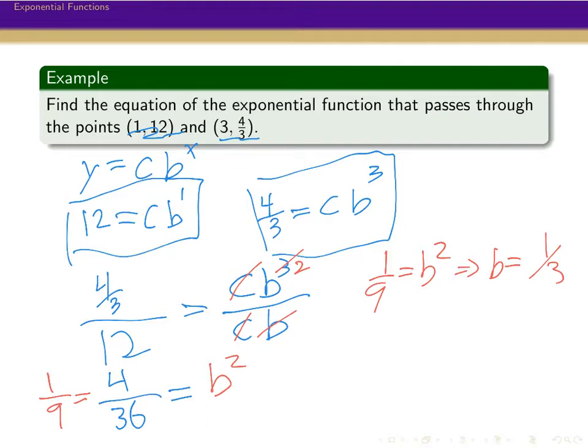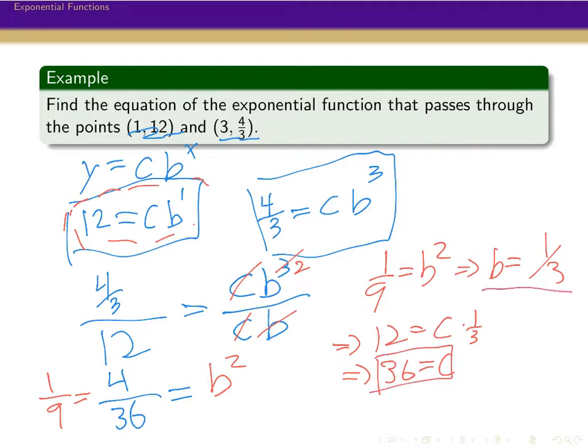And so now that I know that b is 1/3, I can go back to this first point. And I have that 12 is equal to c times 1/3. If I multiply both sides by 3, I get 36 is equal to c. So c is 36, b is 1/3. So my function here is y is equal to c, which is 36, times 1/3 to the x power.